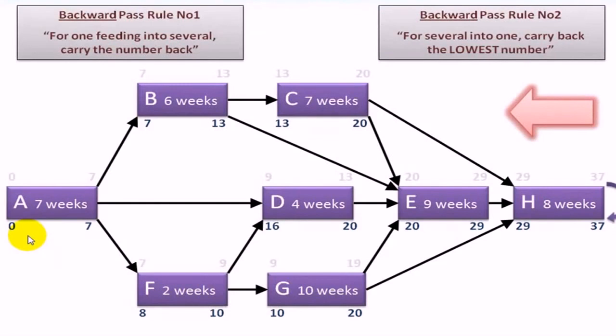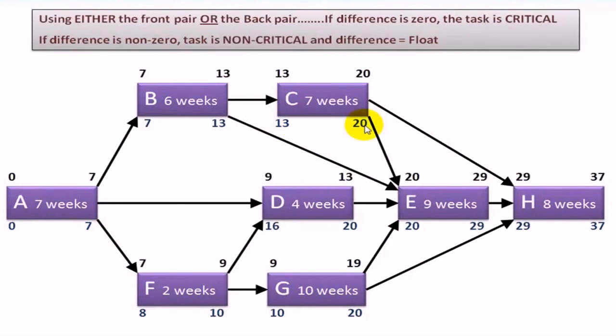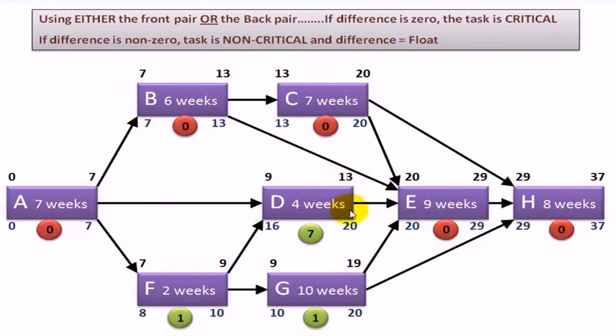Now, the final bit is the analysis. Which of these tasks are critical, which tasks are non-critical, and how much float have the non-critical tasks got? Can you see immediately that this is 0, 0 or 7, 7? Either looking at the front pair or the back pair would tell you this is a critical task. So let's just redraw this, showing the critical path. And of course, by definition, any tasks which are critical have 0 float. So these are the critical tasks. And the non-critical tasks are these here, simply by looking at the difference between these numbers.